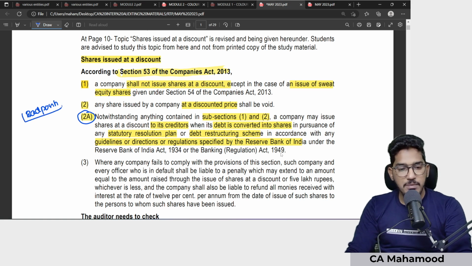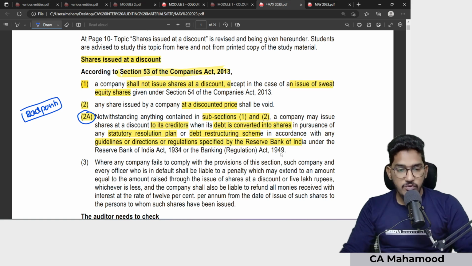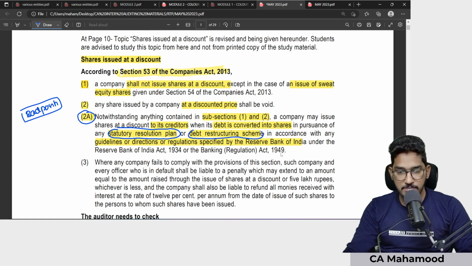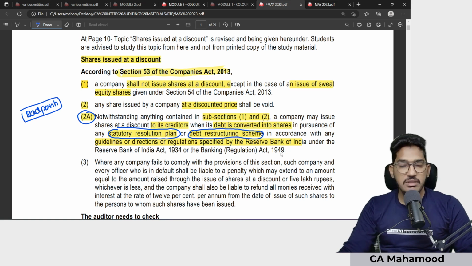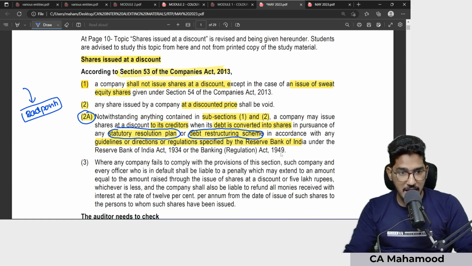In that case, RBI will pass an order. What order? They will order some scheme with the name either statutory resolution plan or debt restructuring plan. With this name, they will announce a scheme. In that scheme, RBI will ask that respective company whose financial position has become very bad.